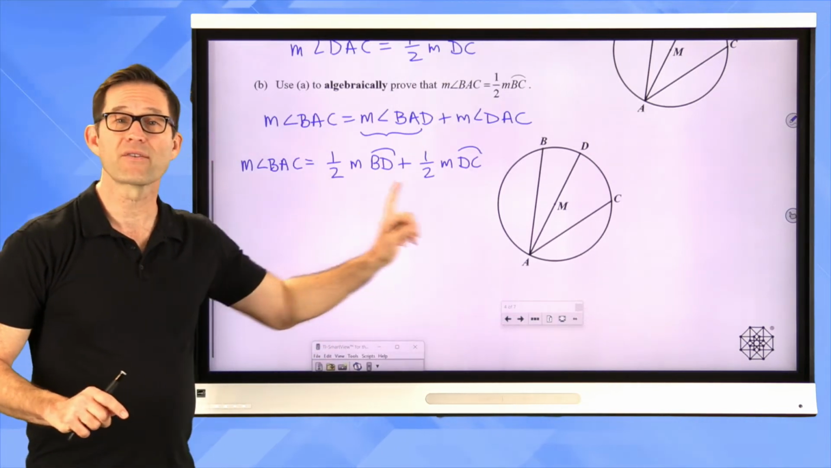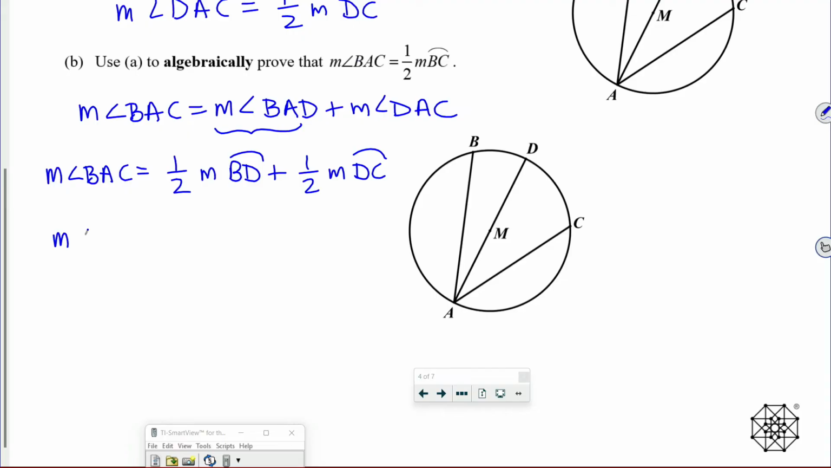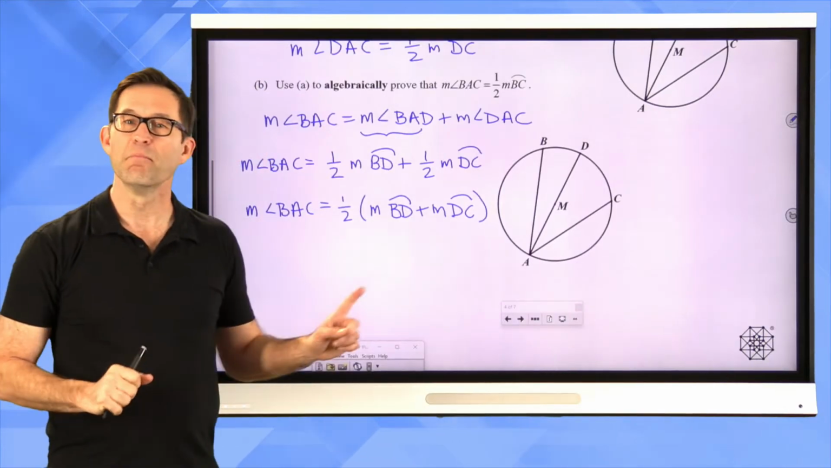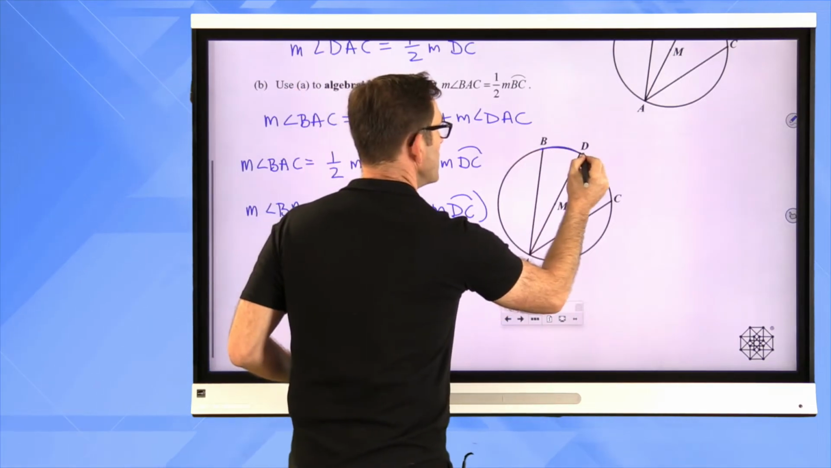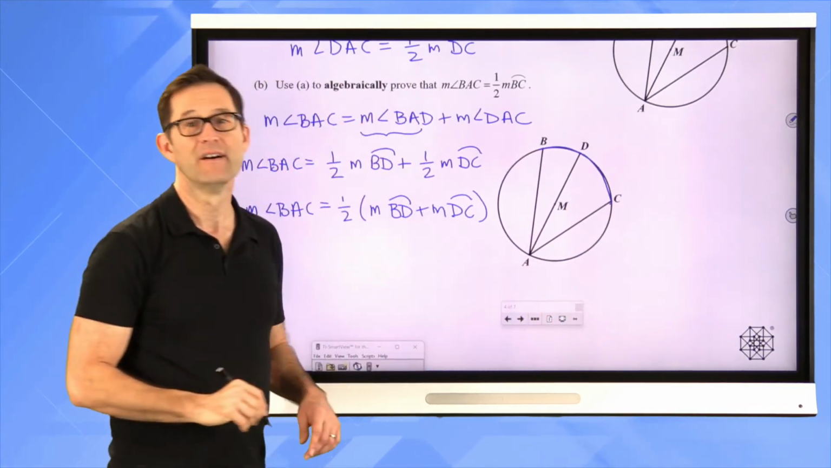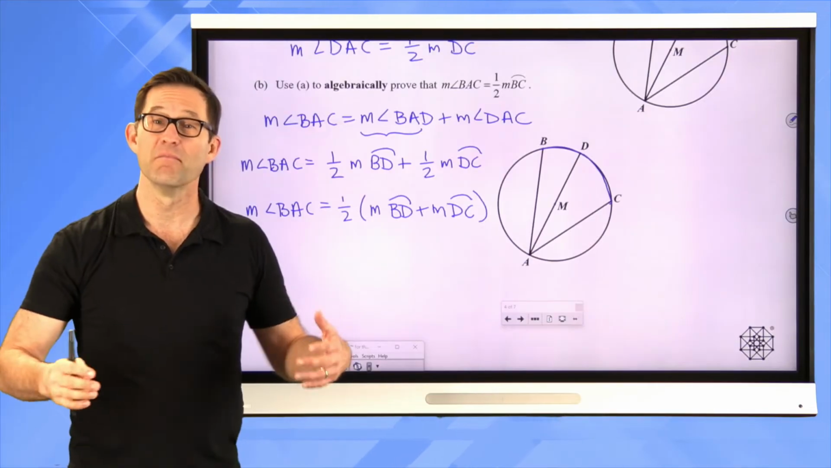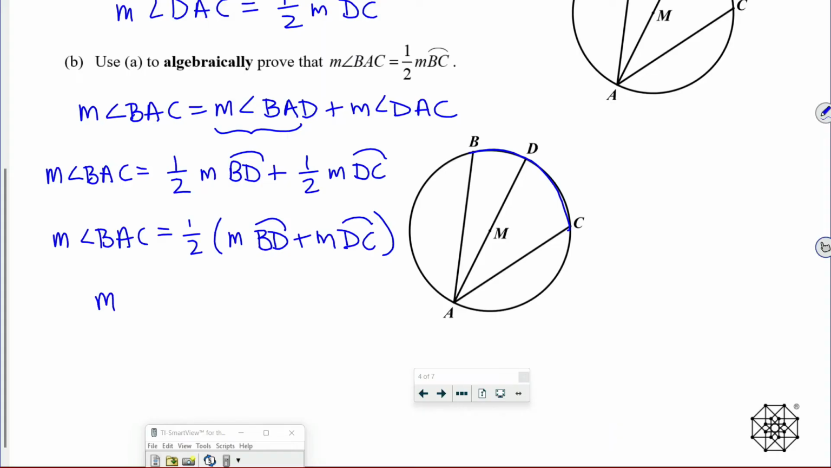Now what I'm going to do is factor a 1/2 out of both of these, and say the measure of angle BAC is 1/2 times the measure of arc BD plus the measure of arc DC. Okay, but if I add the measure of arc BD to the measure of arc DC, I of course get the measure of arc BC. All right, so the measure of angle BAC is 1/2 the measure of arc BC. And that's what I was trying to prove.